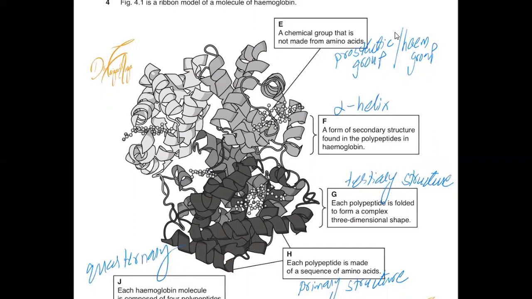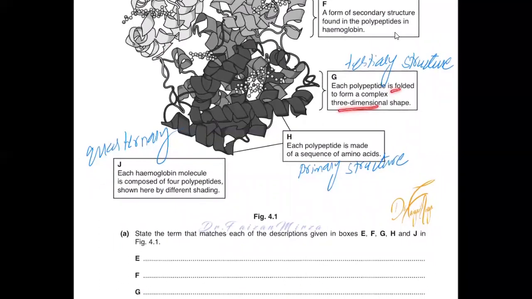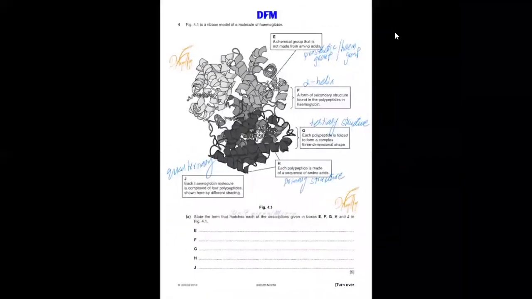We have certain letters labeling structures, and we have to identify them. A chemical group that is not made of amino acids must be a prosthetic group or a heme group. The form of secondary structure found in the polypeptides in hemoglobin, a spiral structure, must be alpha helix. Each polypeptide is folded to form a complex 3D shape. That must be tertiary structure, because tertiary structure is always a single polypeptide folding into a 3D shape. Primary structure is when a polypeptide is made from a sequence of amino acids joined together. Quaternary is when multiple polypeptides are joined together, as shown by the shading of this molecule.